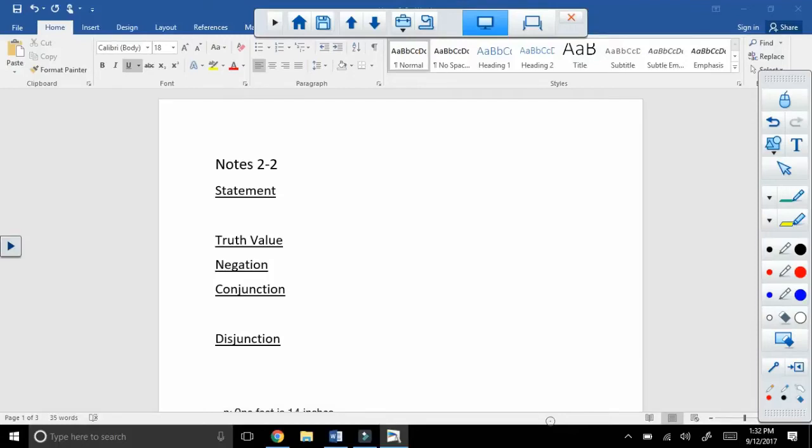Hi guys, getting going on some logic in 2.2. Before we get going with that though, I want to do some definitions with you.